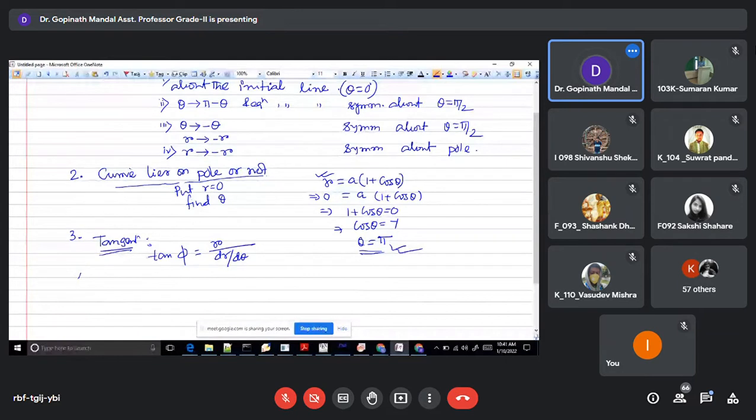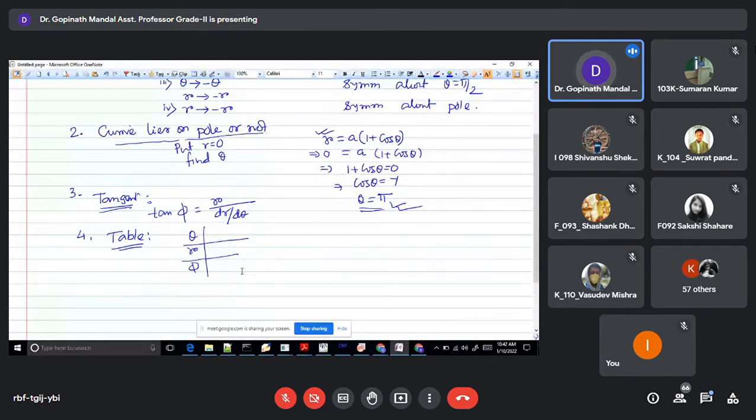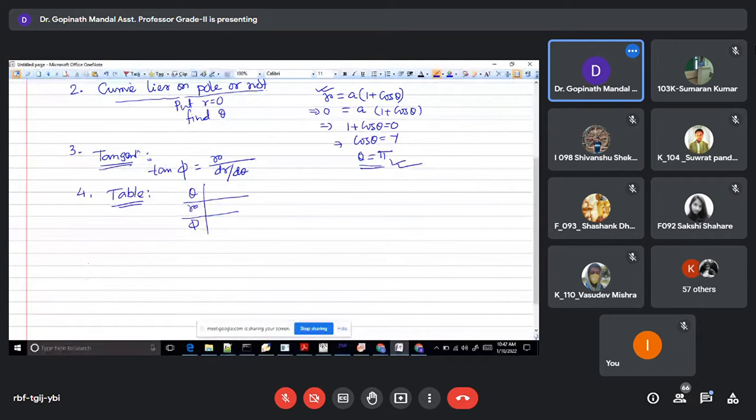Fourth one is the table. For corresponding values of theta, we have to find the value of r and phi. We must construct a table to trace the polar curve. And fifth is region. If needed, then we find the region.